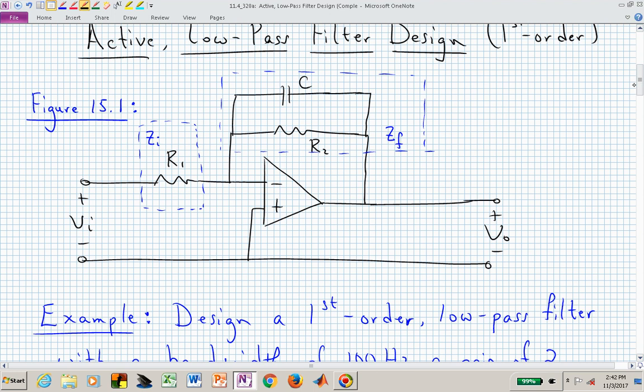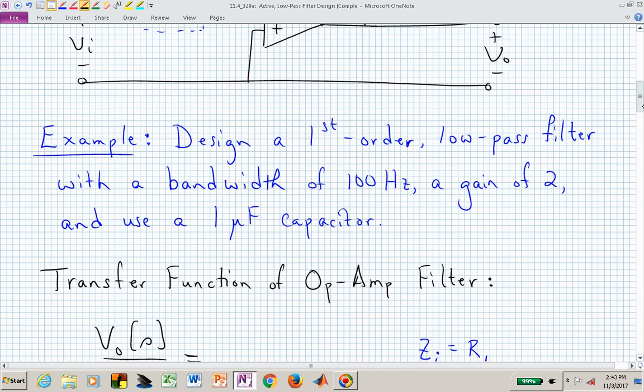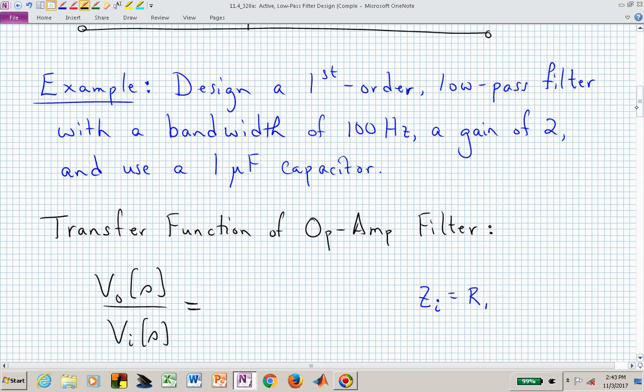So the first thing we need to do is actually find the transfer function between the input terminals V sub I and the output terminals V sub 0. And the reason why I've gone ahead and labeled these particular quantities, Z sub F and Z sub I, is that if we remember our basic op-amp configurations, we can actually write down immediately the transfer function of the op-amp.